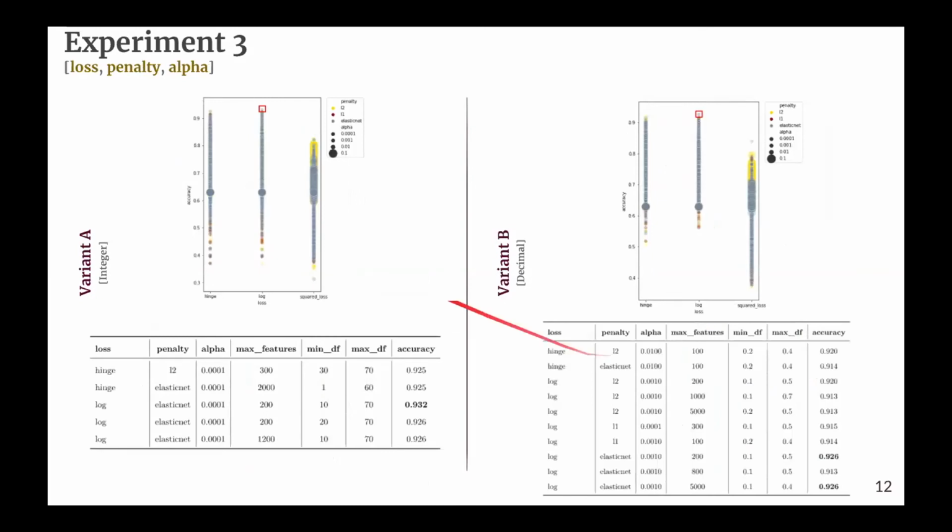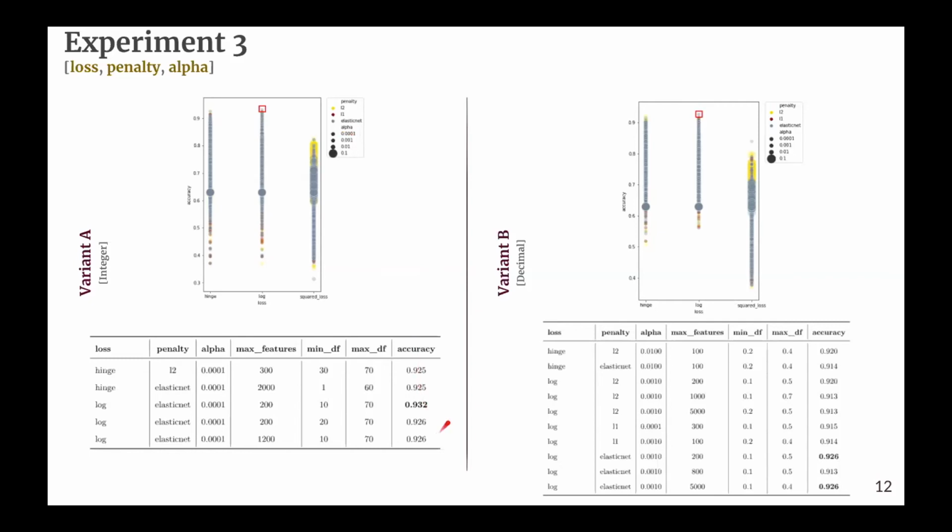As I told you, in experiment 3, we did the same as in experiment 2, but this time we wanted to enhance the results by changing the parameters of our classifier. So this is a classifier we did, SGD. And what we can see here is that in both cases, whether we're working with integers or decimals, the best loss that we can have is the log loss. The penalty is elastic net, and alpha needs to be the smallest one possible.